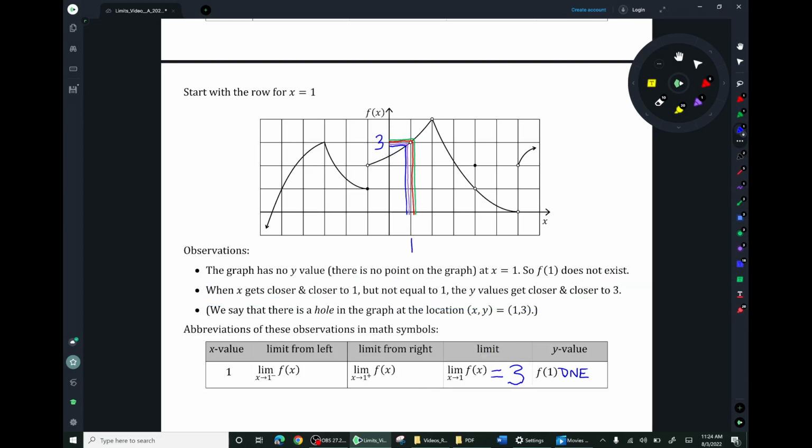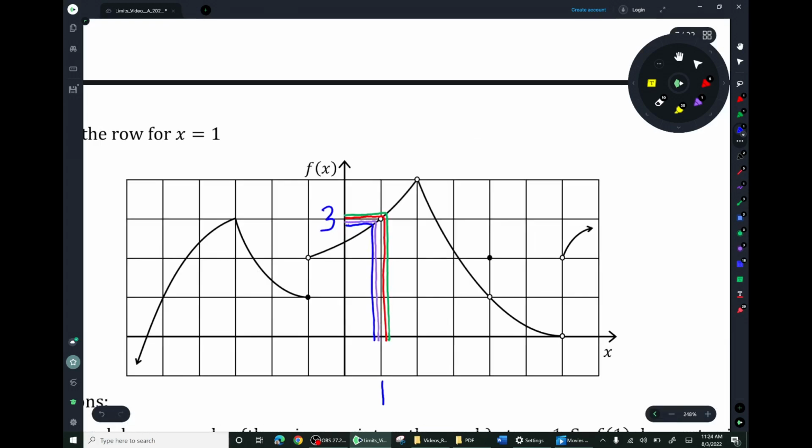Now, in this kind of situation where the graph has kind of an exceptional point, that is a place where we'd expect there to be a point on the graph, but in fact there is not one there, we could refer to that as a hole in the graph. So we would say that the graph has a hole at the location x, y equals 1, 3.